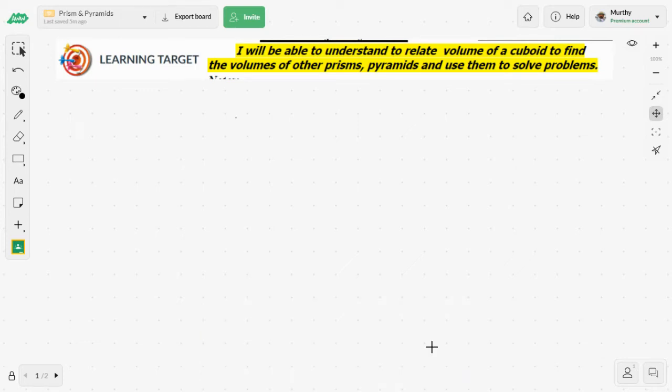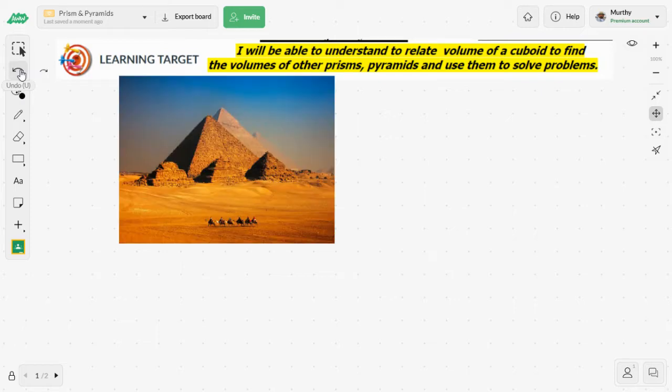In today's class, you will be able to relate the volume of a cuboid to find the volumes of the other prisms and pyramids, and use them to solve problems. Well, pyramids, you might have seen in pictures at least, right?